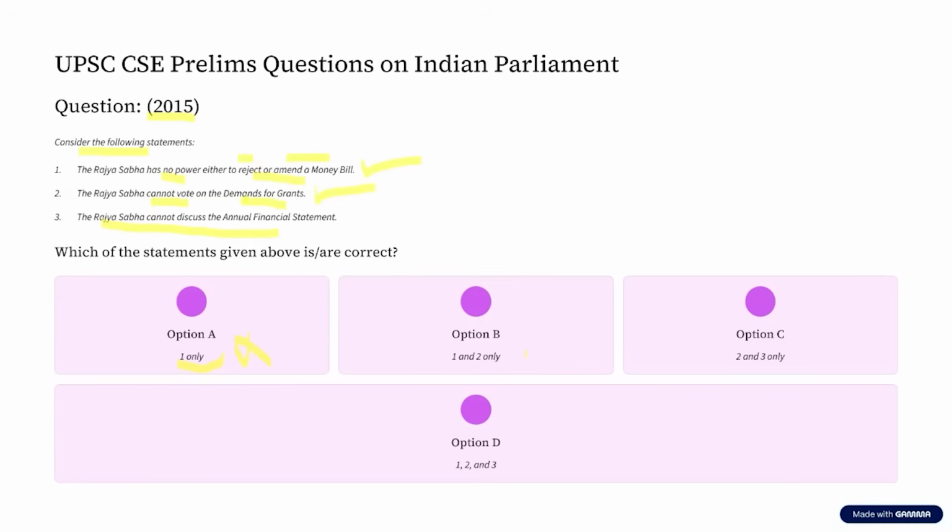But what are they asking? They are asking that Rajya Sabha cannot discuss the annual financial statement. So this statement becomes wrong. Sorry, so 3 is wrong. If 3 is wrong, option C is gone and option D is gone. So we see that 1 and 2 are correct. So option B is the correct answer. So this is question number 1.